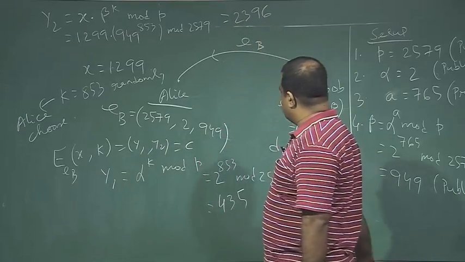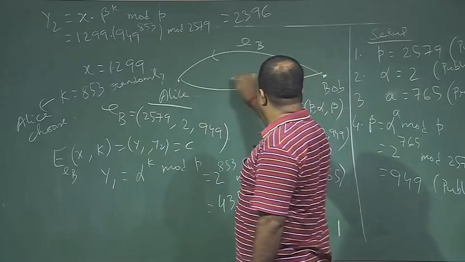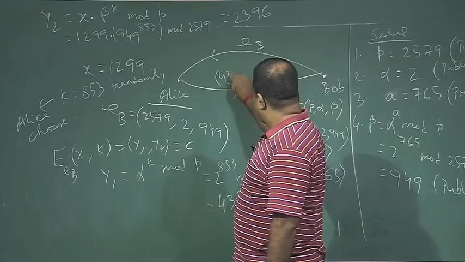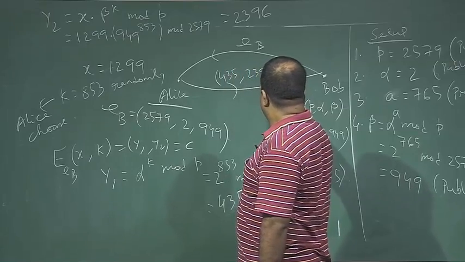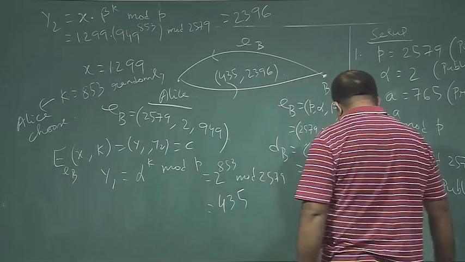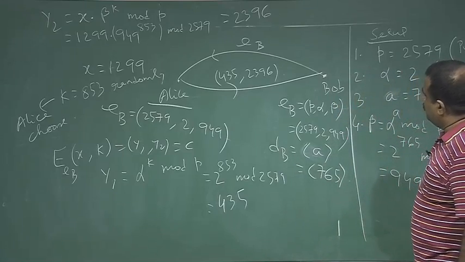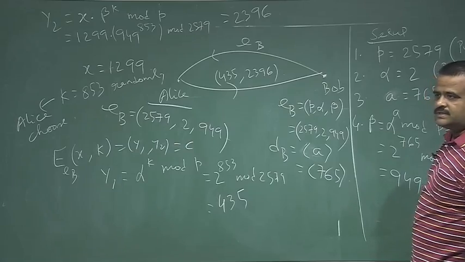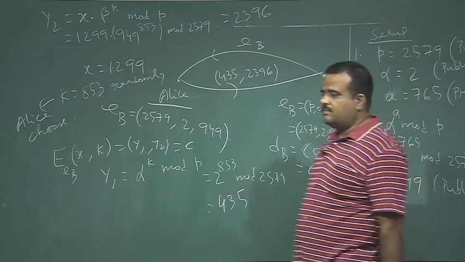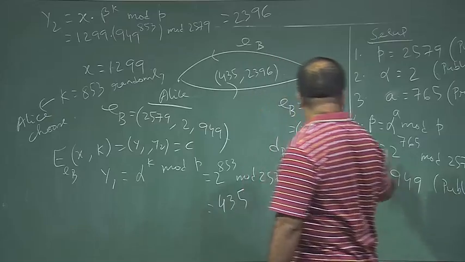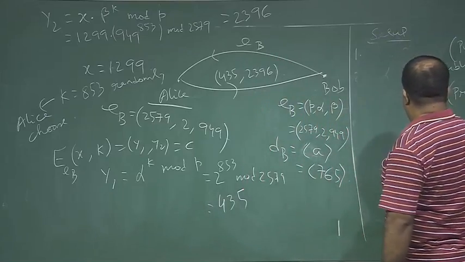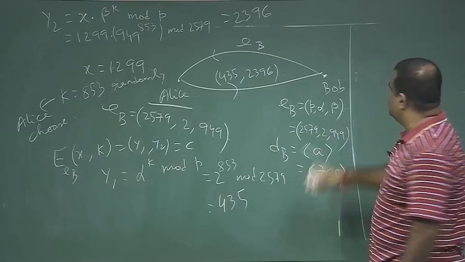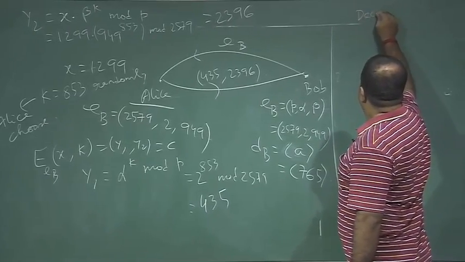Okay, so this is y1, y2, and this is the ciphertext: 435, 2396. We send it to Bob. Okay. So, upon receiving this ciphertext, Bob has to decipher it, Bob has to get back the message. So, now we have to run the decryption algorithm. This has to be done by Bob upon receiving the ciphertext. So, decryption.